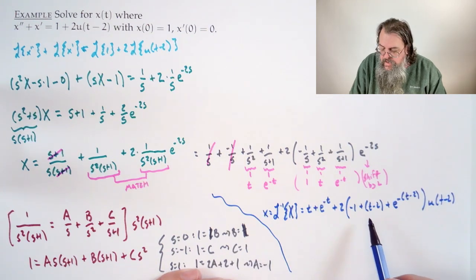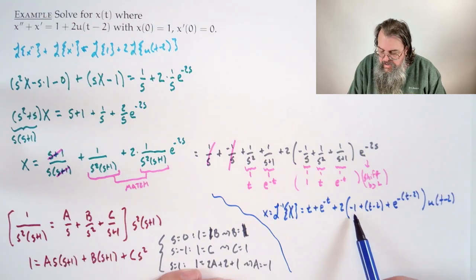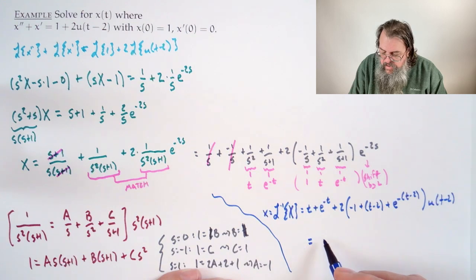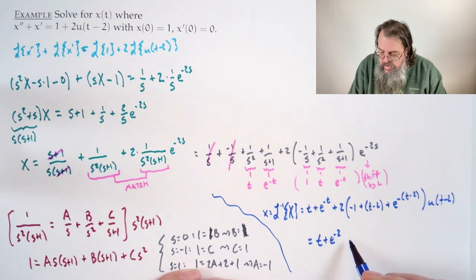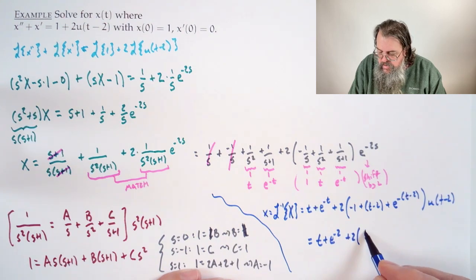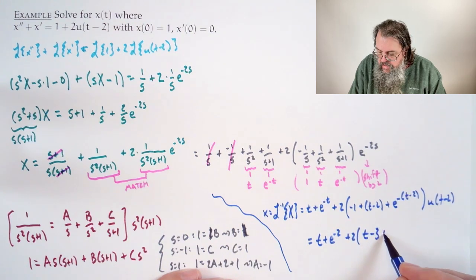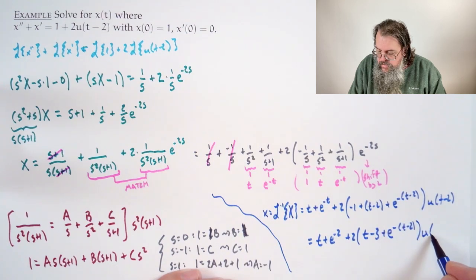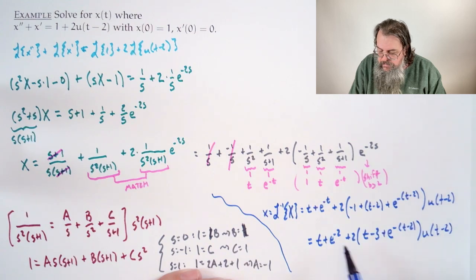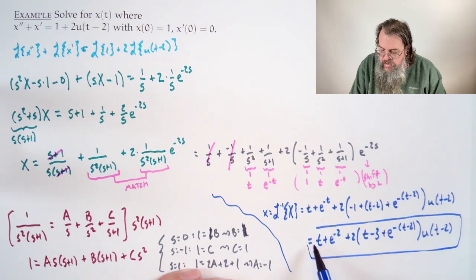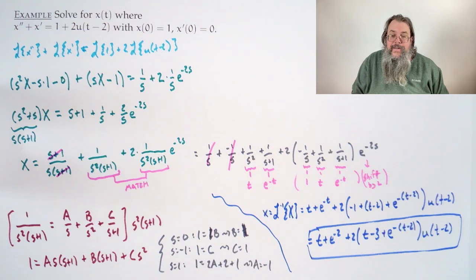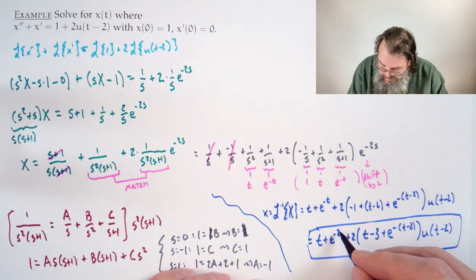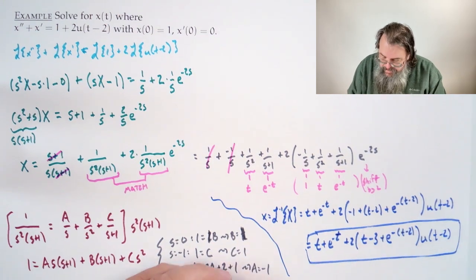Now, not much we can do, except we can combine this minus 1 with that minus 2. So we could say, okay, this is t plus e to the minus t, plus 2 times t minus 3 plus e to the minus t minus 2, u of t minus 2. And done. Except that looks suspicious. There we go.